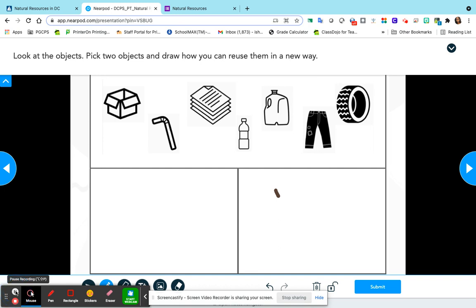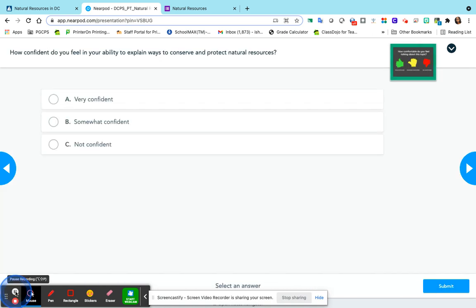Students will now have the opportunity to show us what they know. Here, they will pick 2 objects and draw how they would reuse them in a new way. Finally, students are given a moment to reflect.